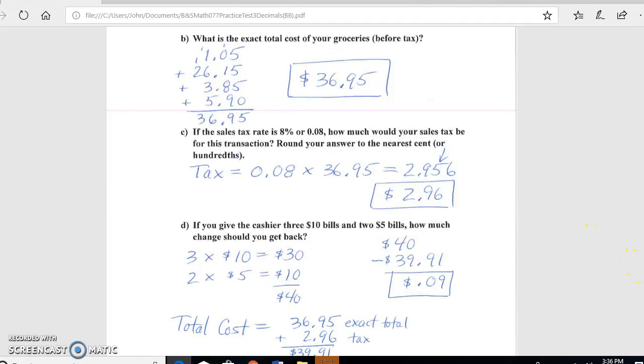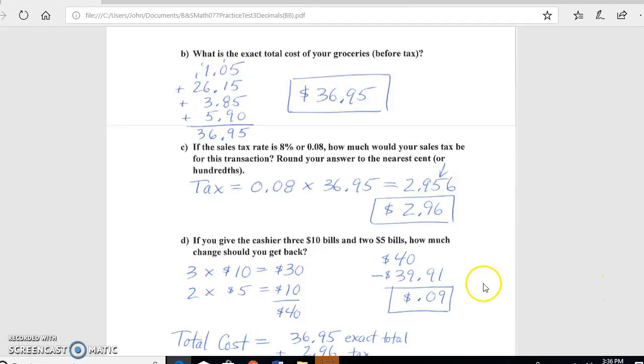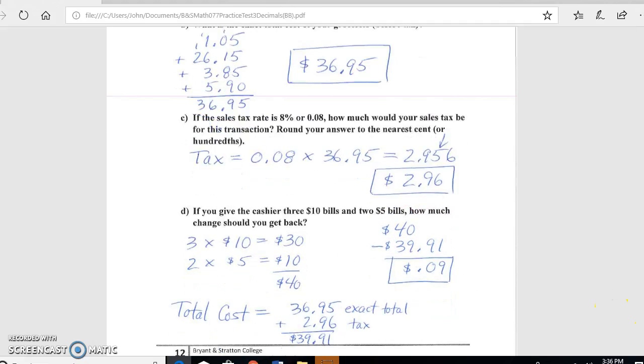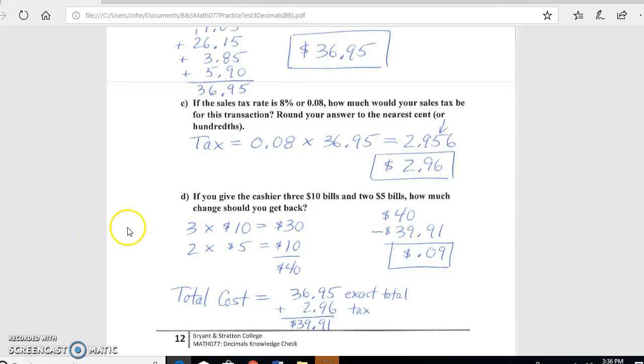$2.96. And then in letter D, you are told if you give the cashier 3 10s and 2 5s, how much change should you get back? So there's a couple of steps here. The first is we have to find what is the total amount that we gave to the cashier. 3 10s, or 3 times 10, is $30, and 2 5s is 2 times 5, or $10, and we add those two together, and that means we gave the cashier a total of $40.